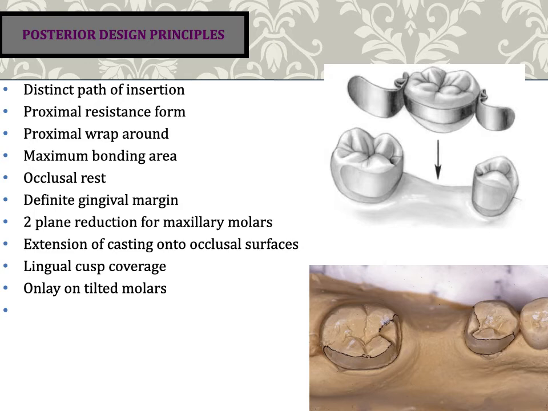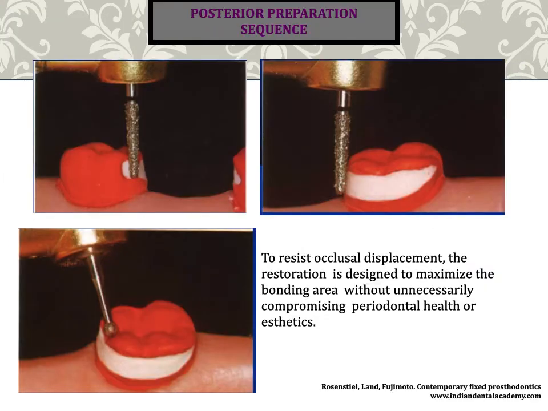Posterior design principles. It should have a distinct and a single path of insertion, proximal resistance form, proximal wraparound of 180 degrees, maximum bonding area, occlusal rest, a definite gingival margin, two-plane reduction for maxillary molars, extension of casting onto the occlusal surfaces, lingual cusp coverage, and onlay on tilted molars if any.